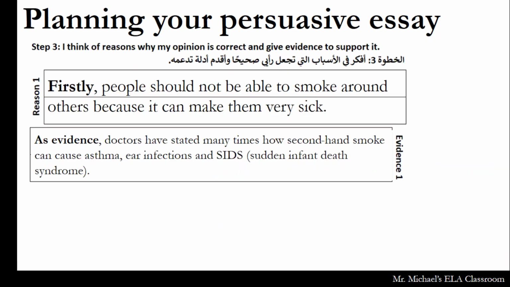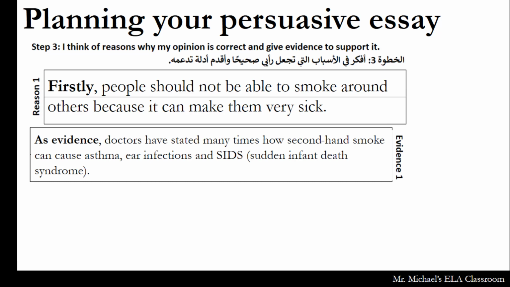So now we have to go on to stating our reasons and our evidence. So to do this, we also need to remember we need to use our transition words and our persuasive phrases. So firstly, people should not be able to smoke around others because it can make them very sick. My evidence for that, as evidence is a persuasive phrase. And remembering firstly is a transition word. Doctors have stated many times how secondhand smoke can cause asthma, ear infections, and SIDS.